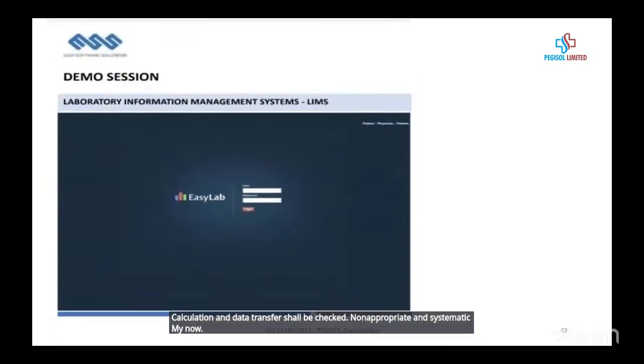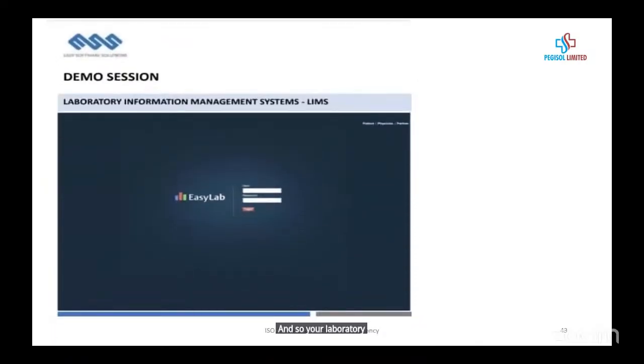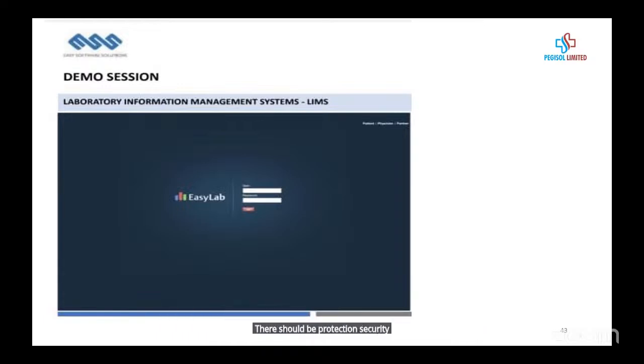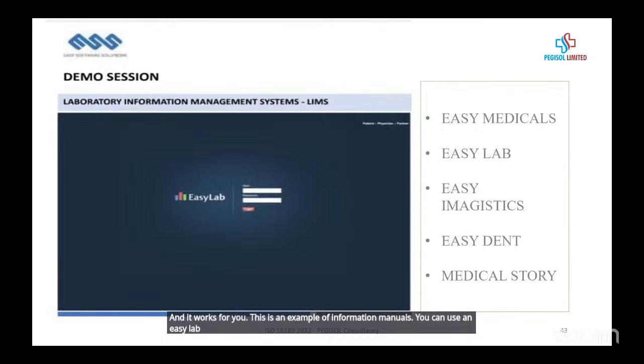And so your laboratory information management system has to be a system that meets your needs. There should be protection and security. There should be a whole lot of things that ensure that information is protected. You can easily retrieve that information. It's user friendly and it works for you. So this is an example of a laboratory information management system. This is an Easy Lab product.